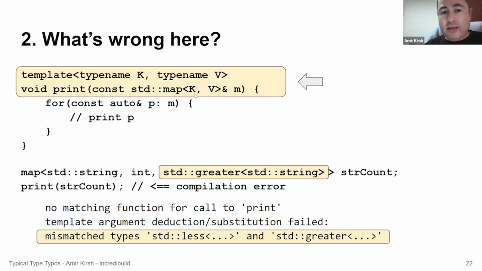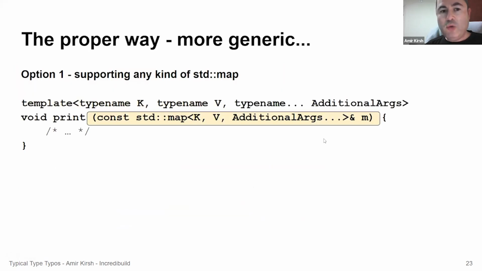Because we expect here a specific map with key and value, and since we do not provide the third template parameter, it means that we expect the default, which is std::less. So a map using another comparator would not go to print, even though it's a valid map. And the compilation error that we would get is a mismatch between std::less and std::greater. So it's not generic enough. How can we write it better?